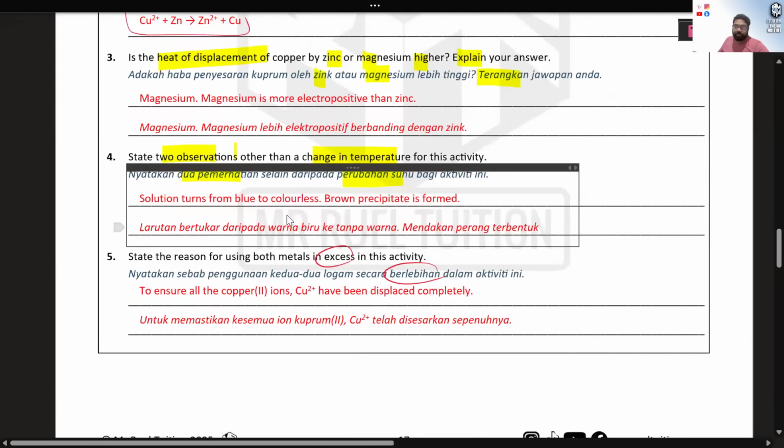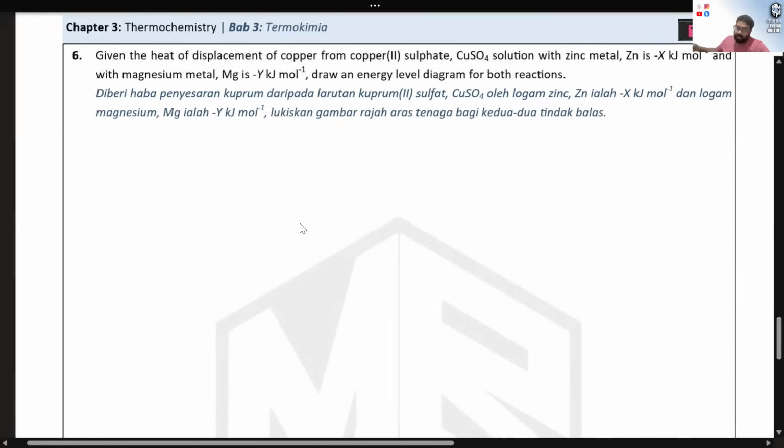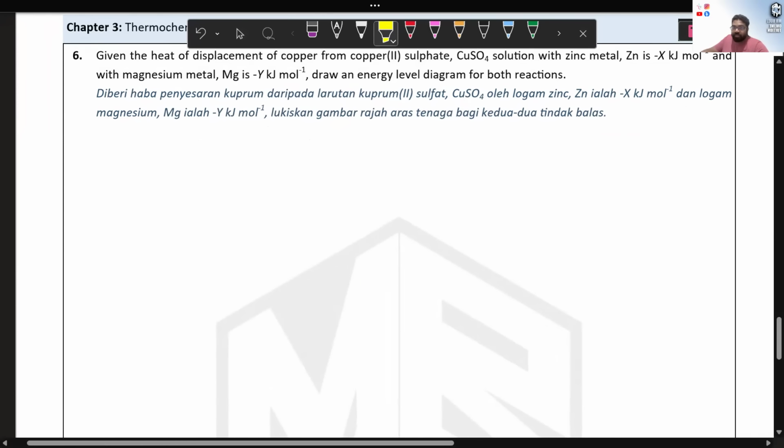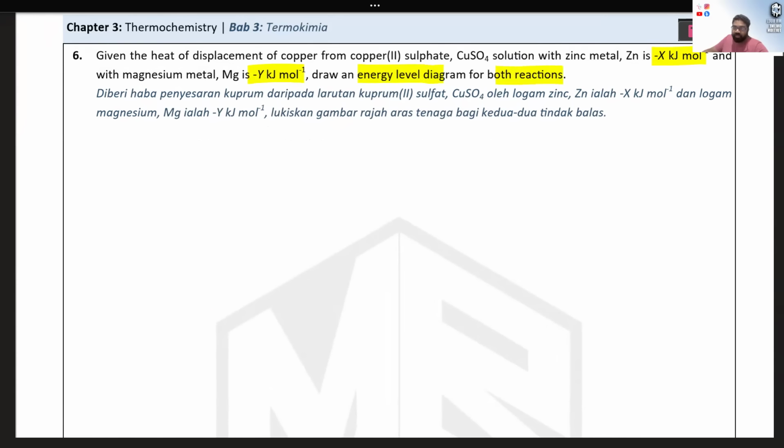All right. Now, let's look at number 6. So they can ask you this as well. Given the heat of displacement of copper 2 sulfate with zinc is negative x kilojoule per mole, and with magnesium is negative y kilojoule per mole. Draw energy level diagram for both reactions.